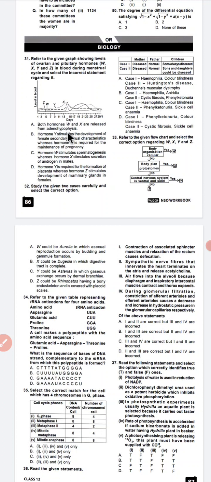Now, option A, both hormones W and X are released from adenohypophysis. Hormone Y stimulates the development of female secondary sexual characters, whereas hormone Z is required for the maintenance of pregnancy. Hormone W stimulates spermatogenesis, whereas hormone X stimulates secretion of androgen in males. Now, hormone Y is required for the formation of placenta, whereas hormone Z stimulates the development of mammary glands in the females. Now, which one is the correct answer that you need to choose?